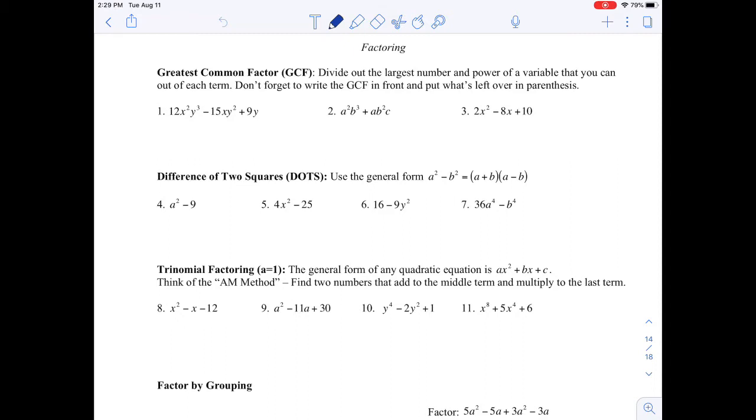This entire answer key will be posted on Google Drive, so you'd be able to check yourself, but you really have to feel comfortable with all kinds of factoring, and that includes some of the trickier kinds of factoring, which we're going to get to a little later in the lesson.